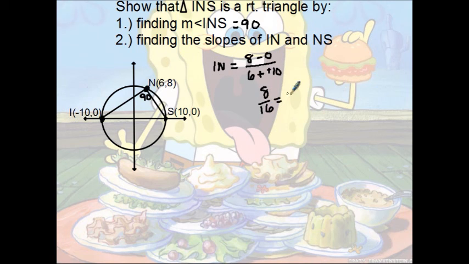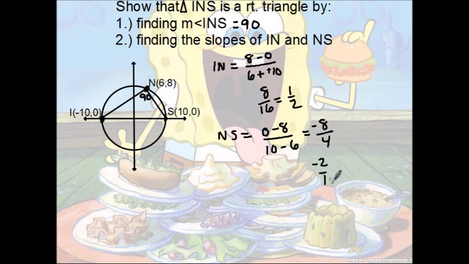Now let's look at NS. Same formula. y2 minus y1 over x2 minus x1 gives me -8 over 4, which reduces to -2 over 1. When we look at their slopes, we see that we have opposite sign reciprocals, meaning that we have a right triangle.